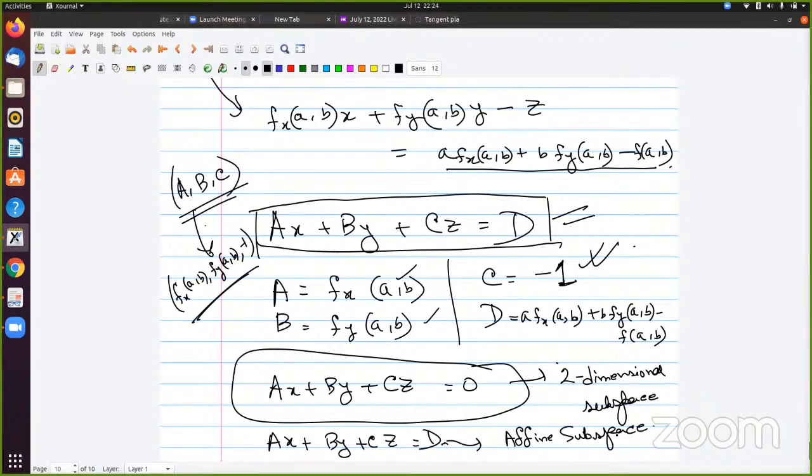That is the connection, and this is called an affine flat because this is a plane. Even if d is 0, any vector subspace is also an affine subspace, but not all affine subspaces are vector subspaces. Any vector subspace is already an affine subspace, but there are more. An affine subspace may not contain 0. That is the point. Clear?